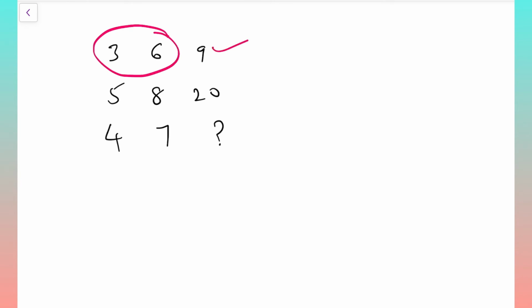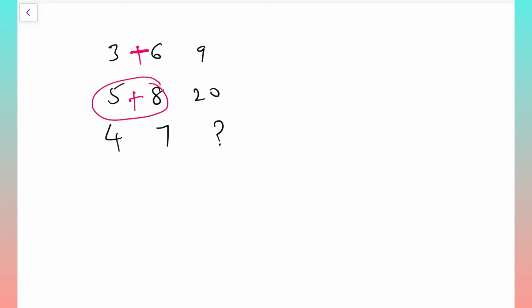3, 6, 9; 5, 8, 20; 4, 7. What is the missing number here? Okay, now if we observe the first row clearly, some relation should be there between this 3 and 6 so that we will get 9. That is addition. 3 plus 6 is 9. Now I'll apply the same logic for the second row. 5 plus 8, it is 13. But here 20 is there. So that logic is wrong.